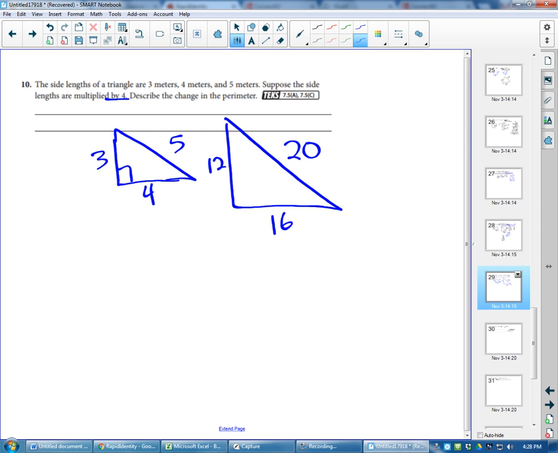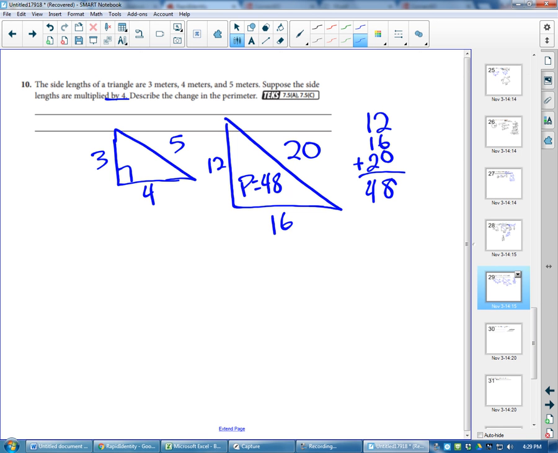And then it wants to know the perimeter. So how do we find perimeter? Add all the sides. So 12 plus 16 plus 20. I forgot there was a third number here. 12, 16, and 20. So that's 48.